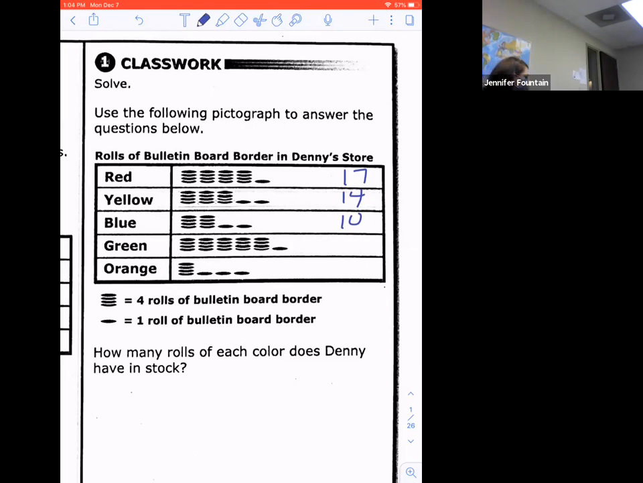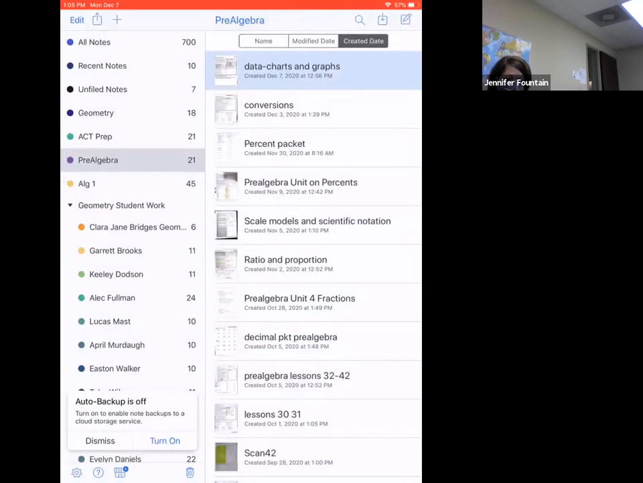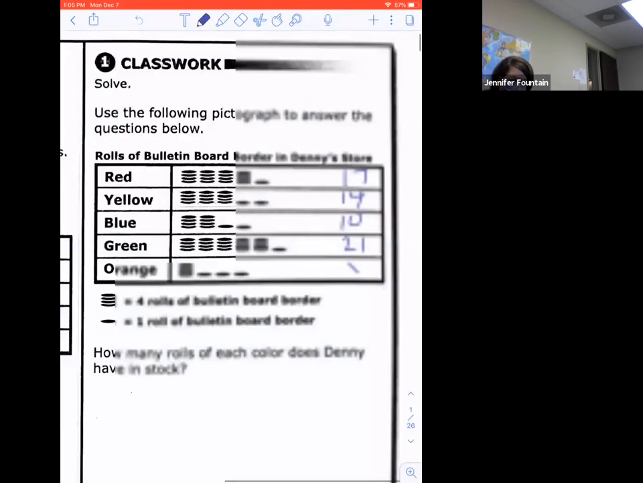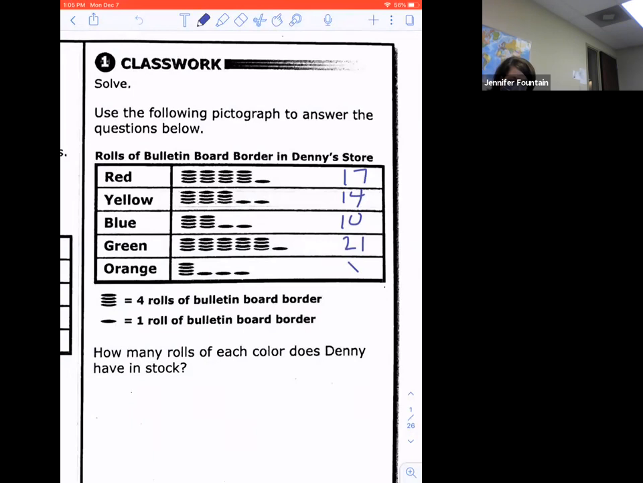All right, green. I've got 1, 2, 3, 4, 5 stacks of 4. So how many is that? What's 5 times 4? That's okay. I'm on green. What's 5 times 4? 20 plus 1. 21. And then orange. How many did you say, Olivia? 1. All together is 7. Good. So that would be 7.